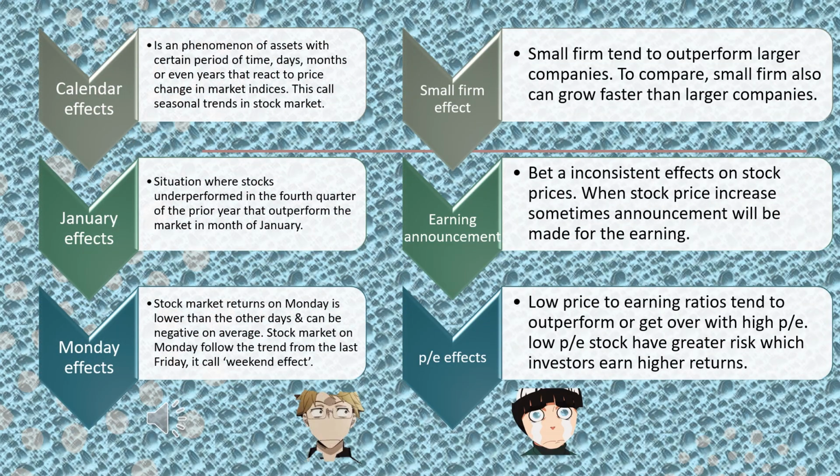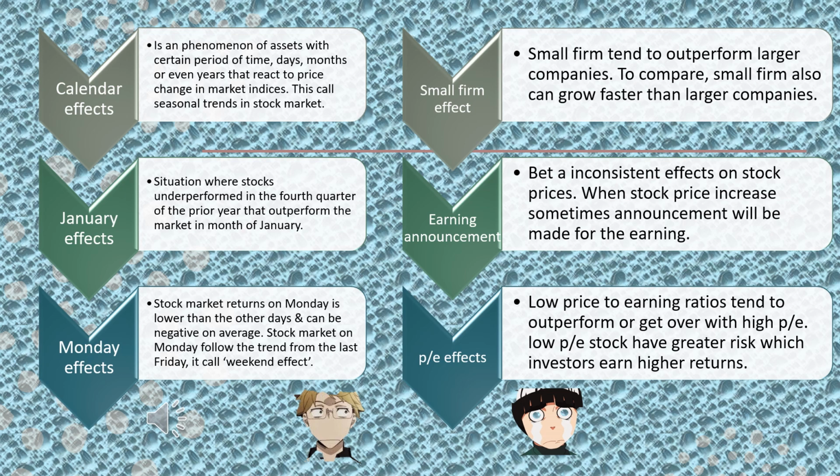For the first one, calendar effect. Calendar effect is a phenomenon of assets within a certain period of time, days, months, or even years, that react to price changes in market indices. Calendar effects are also called seasonal trends in the stock market. The second one is the January effect, a situation where stocks that underperformed in the fourth quarter of the prior year outperform the market in the month of January.